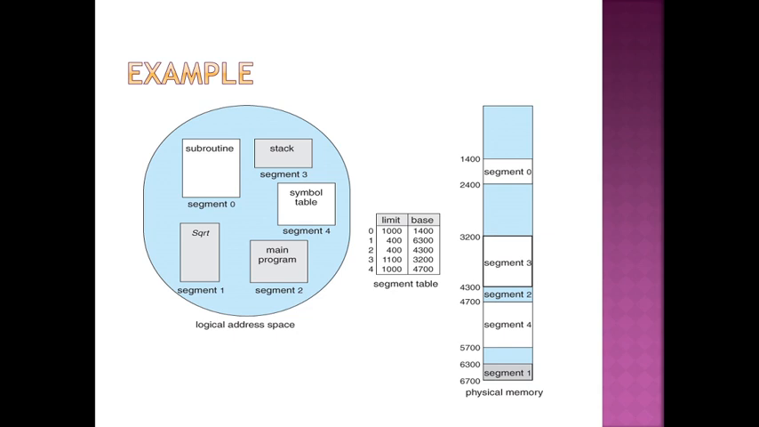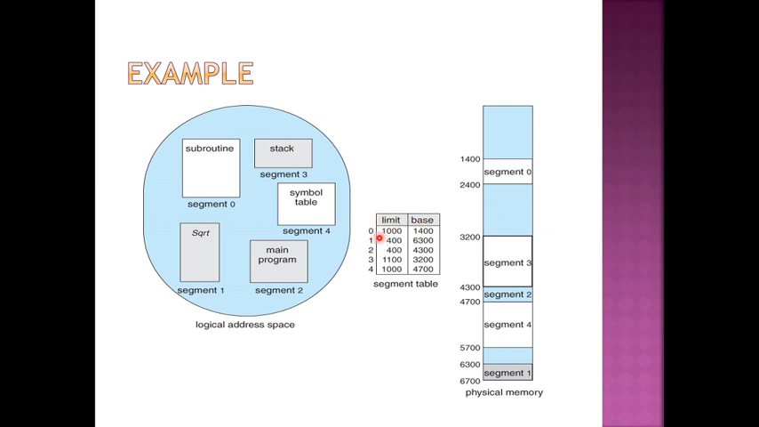Now this is an example that they have shown for segmentation. If you look here, every segment is given a number, and for every such segment we have created a segment table. These are the segment numbers that have been given. Whenever I provide a logical address, I have to mention the segment number along with the offset. So what is the limit? Limit is the maximum size.